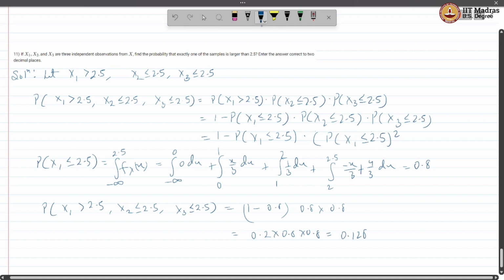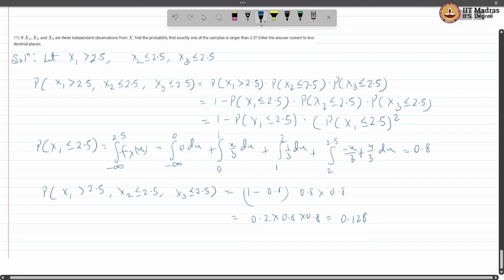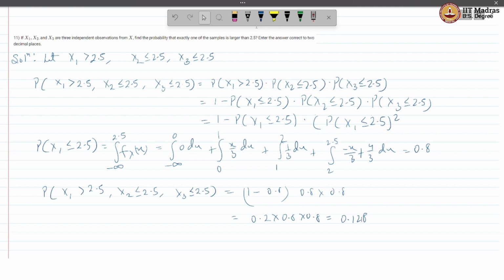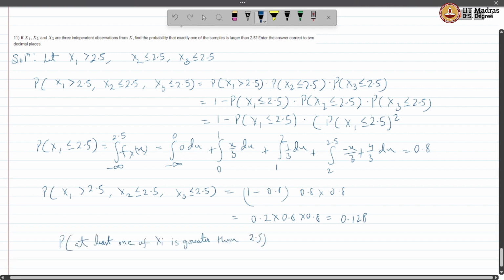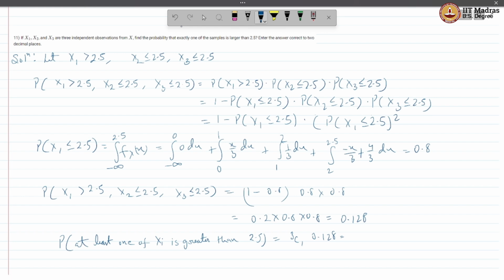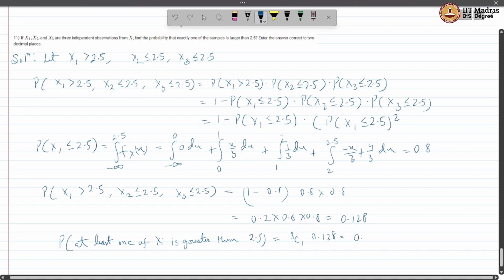But we want to find the probability that exactly one of the random variables is greater than 2.5. So any one of the three random variables can be greater than 2.5 and the other two can be less than or equal to 2.5. So the required probability that exactly one of the xi is greater than 2.5 will be 3C1 times 0.128, where 3C1 is for choosing the random variable which will be greater than 2.5. So the answer will be 0.384. This is the required answer.